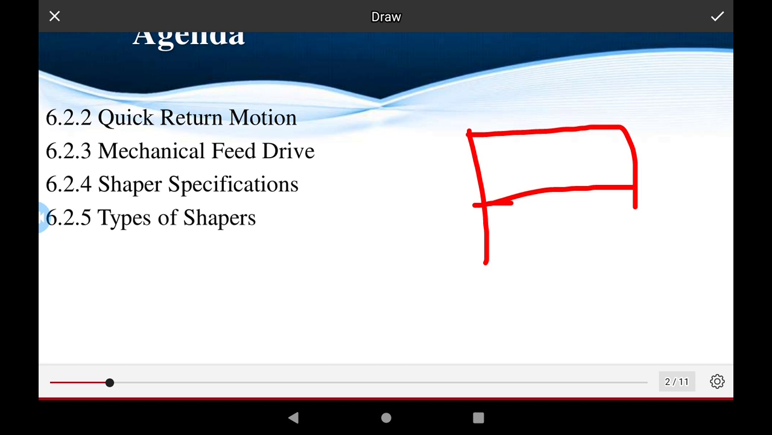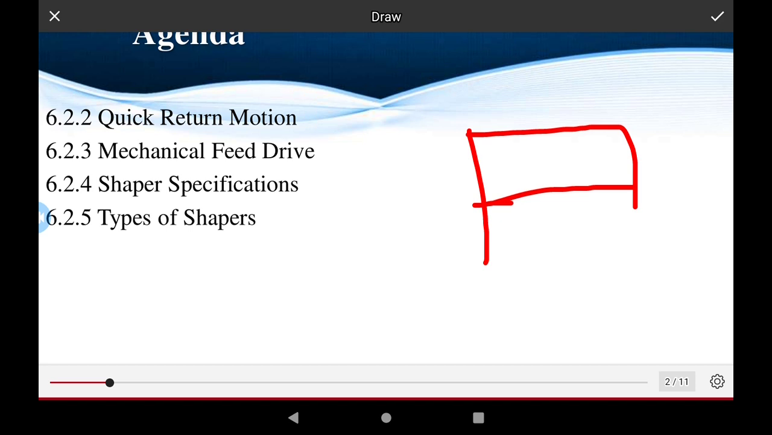The return of the tool is to its original position, and it does not cut the metal during the return motion of the tool.